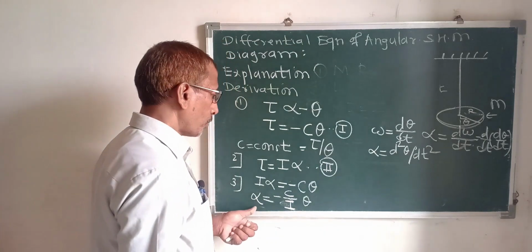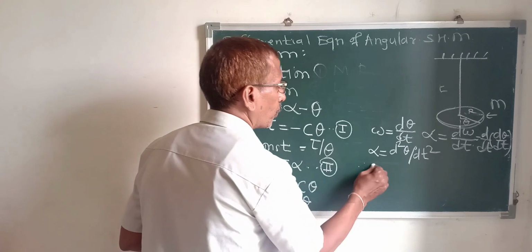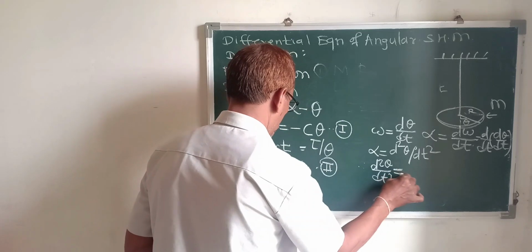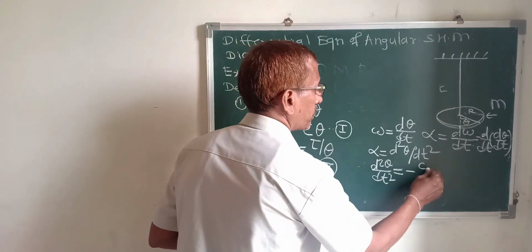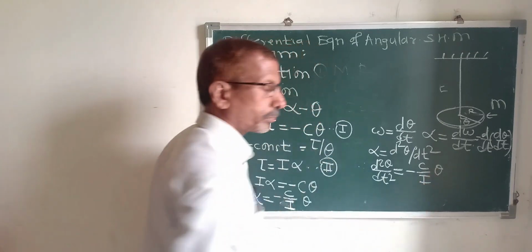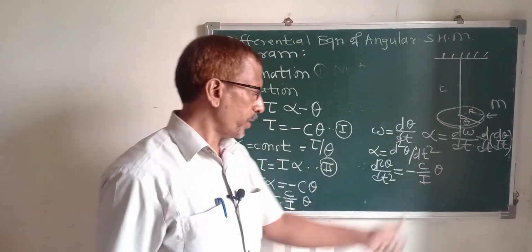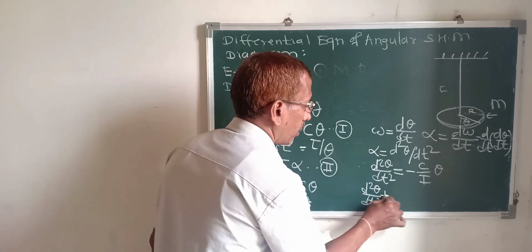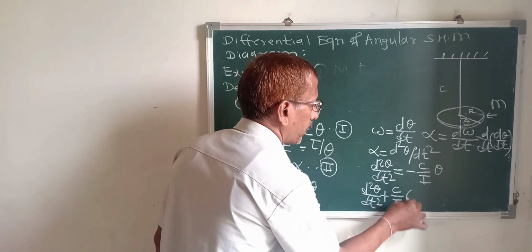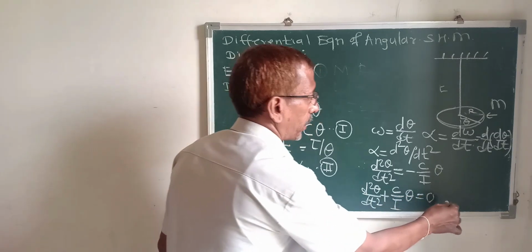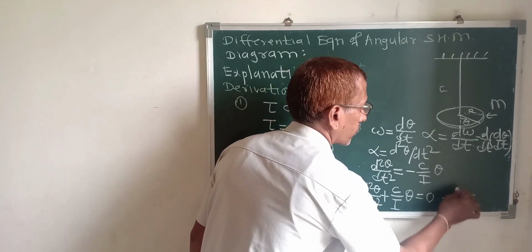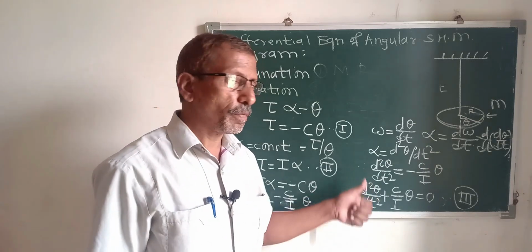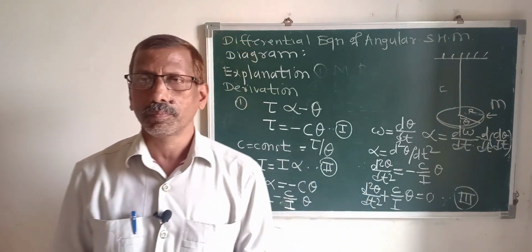So from this point 3 we get alpha is equal to d2 theta upon dt square is equal to minus c divided by I into theta. So we get d2 theta upon dt square plus c divided by I into theta is equal to 0. Equation number 3. This equation number 3 represents the differential equation of angular SHM.